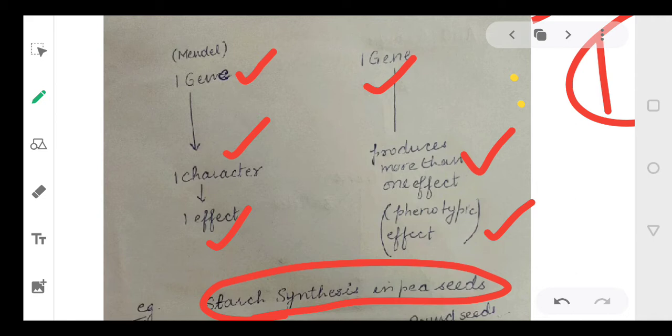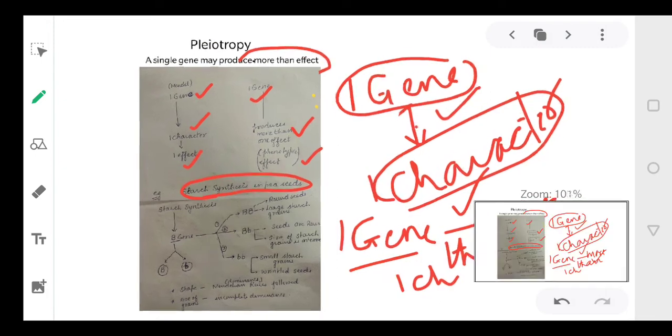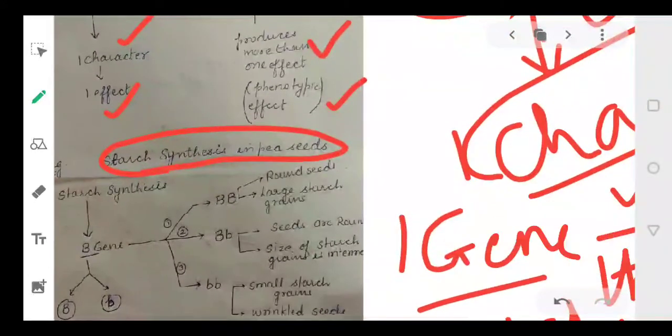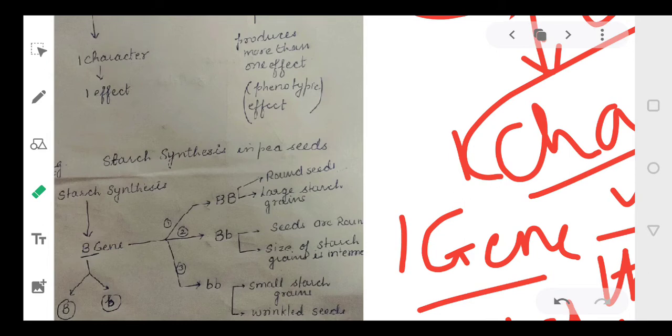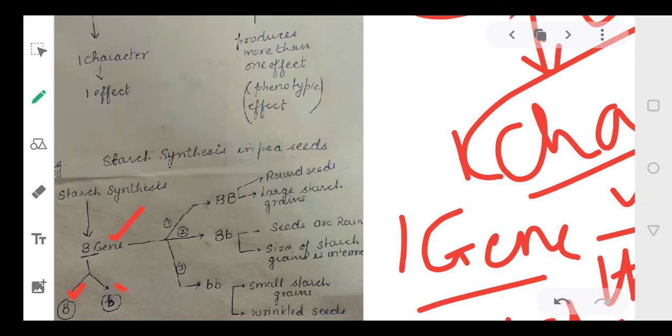We'll see how this character is being controlled. Let's talk about the starch synthesis in pea plants. Starch synthesis is being controlled by a gene B. Gene B controls the starch synthesis. Now this B gene can have two alleles. One is capital B, another is small b. The gene can have two alleles, capital B and small b.